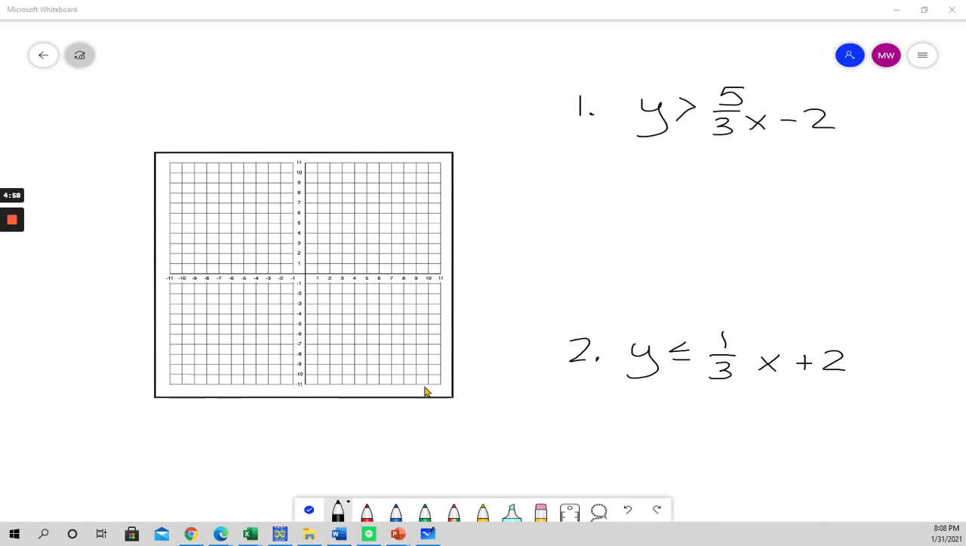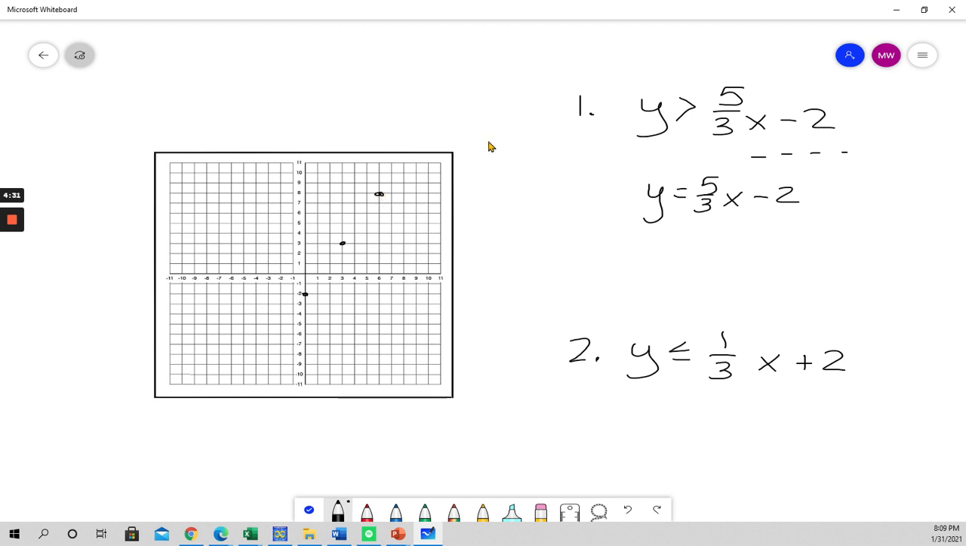y is greater than 5/3 x minus 2. So I first know this is a dashed line because it says greater than. So I'm going to graph this the same way I would graph y equals 5/3 x minus 2. I start at the -2, and I go up 5 and over 3 throughout my graph. Up 5 and over 3.